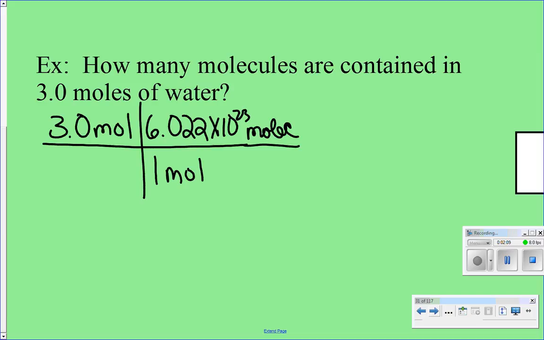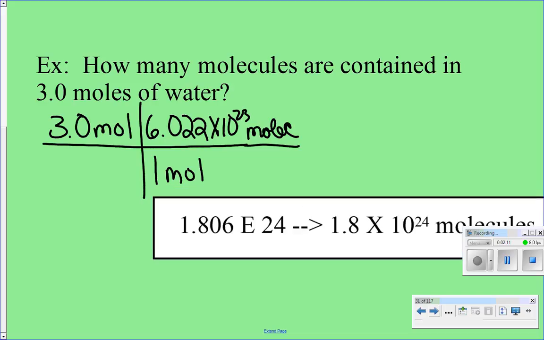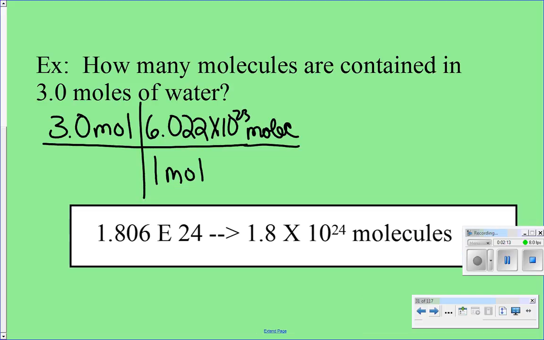You'll know you did this correctly if you get something that rounds to 1.8 times 10 to the 24 molecules. What this is going to look like on your calculator, you're going to see the 1.8, you're going to see a bunch of other numbers. At the end of this, you're going to see a little e and a 24. That little e24 right there means times 10 to the 24th. So that's how you actually read this in your calculator.